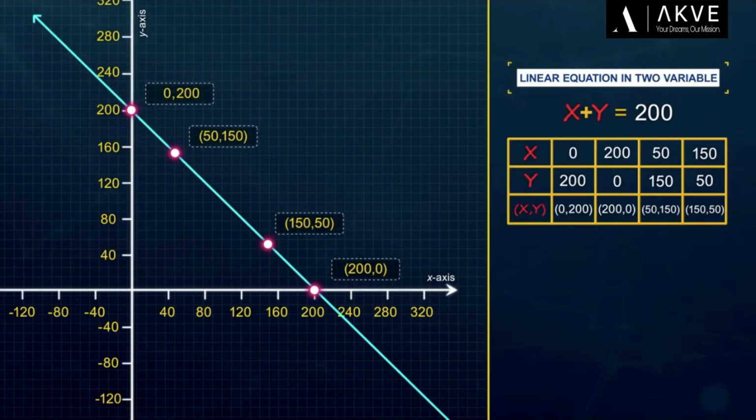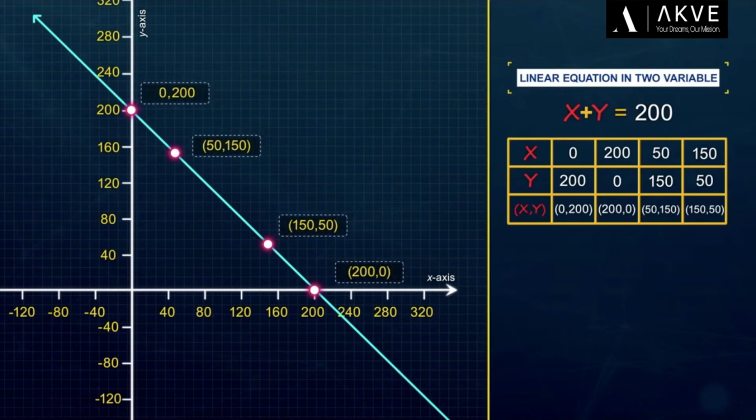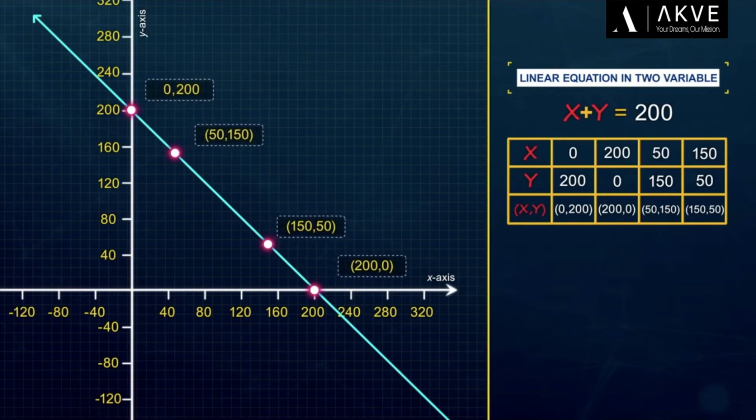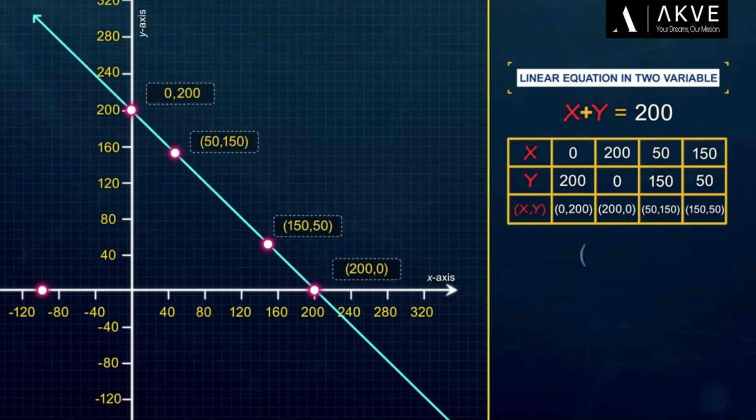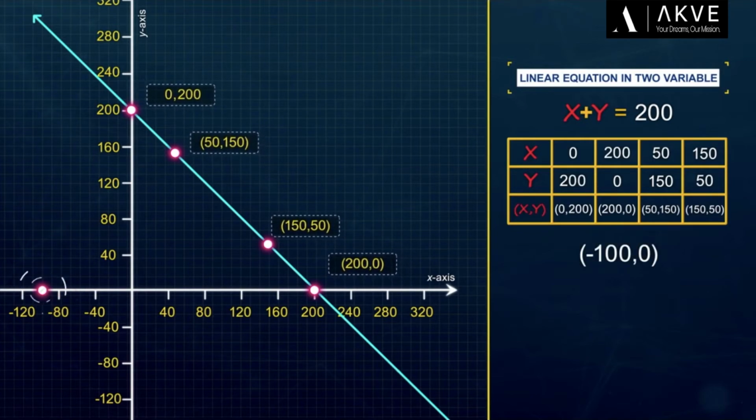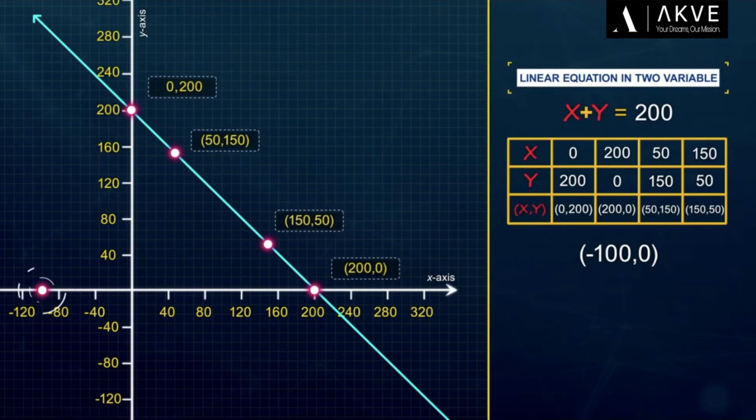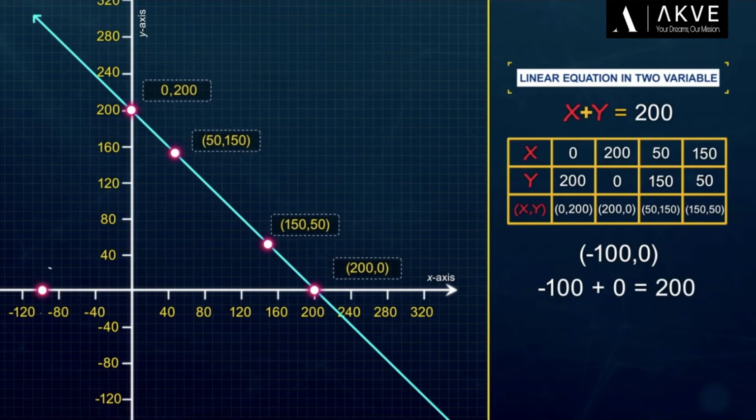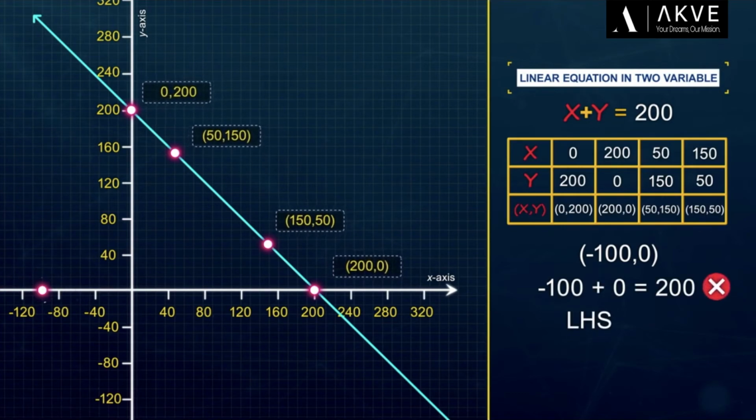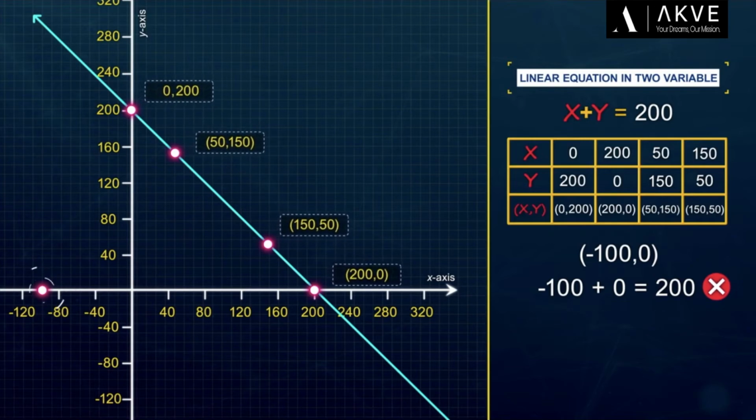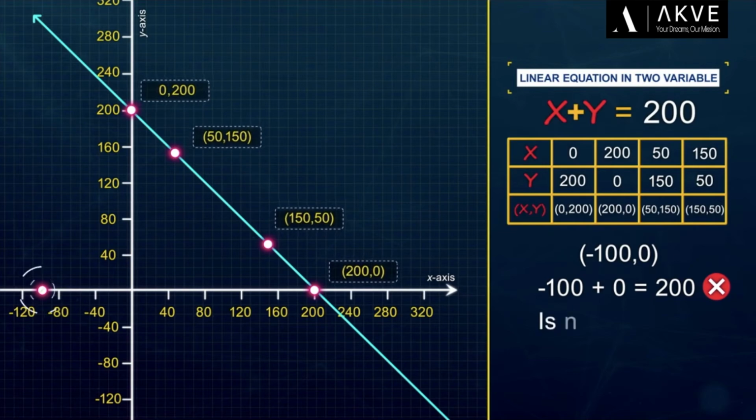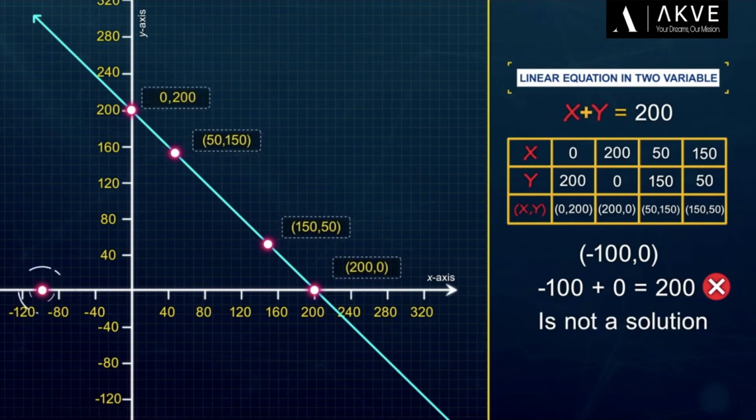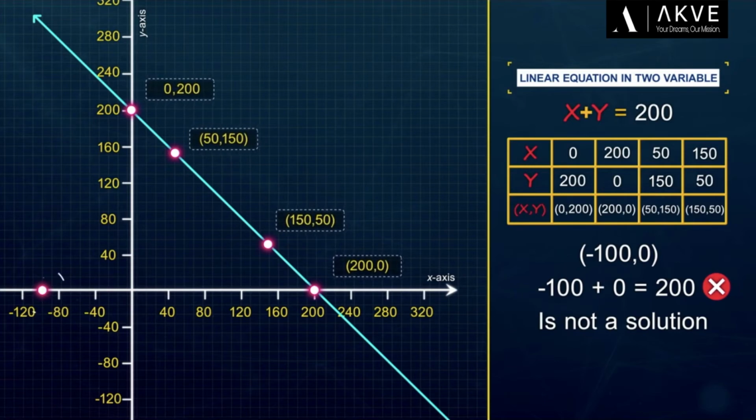But what about a point that is not on this line? That is, if the point is not on this line, will it be able to satisfy this linear equation? Let's check. Let's consider a point (-100, 0). We simply have to check whether this ordered pair will satisfy this equation or not. If we substitute the values of x and y, we see the LHS is not equal to RHS, which implies that the ordered pair (-100, 0) is not a solution to the linear equation x plus y equal to 200. And that's the reason this point is not on this line.